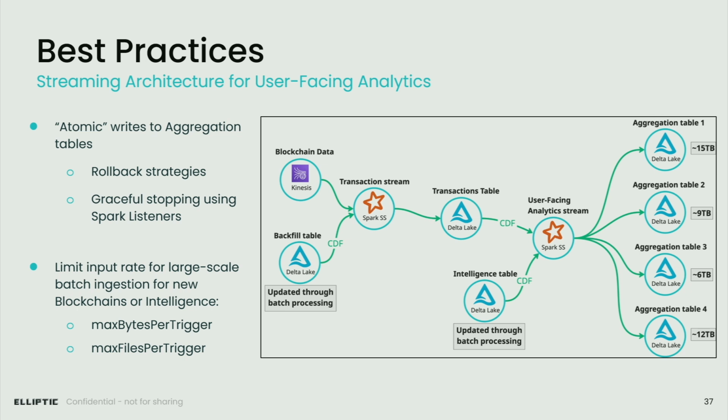And then we're going to roll back transaction table 1, the aggregation table 2 and 1 with the Delta rollback. And that ensures we have data completeness.